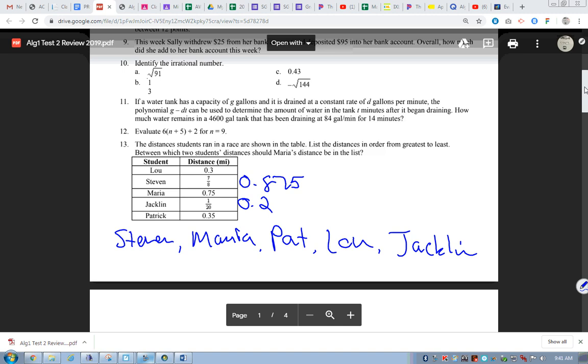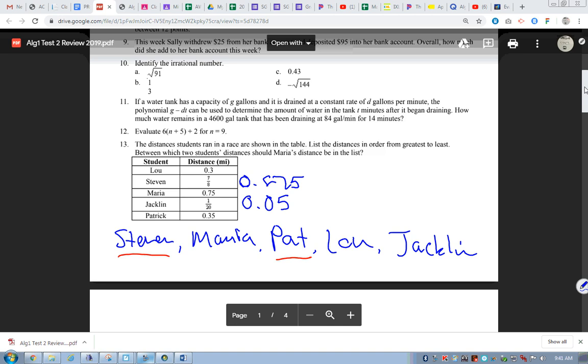Between which two students' distances should Maria's distance be in the list? She should be between Stephen and Patrick. Is that the answer in the answer key list? 1/20th? Oh, okay. Did I mess that up? Give that to me again. 0.05. Okay. That still didn't mess us up though, right? She's still at the end.